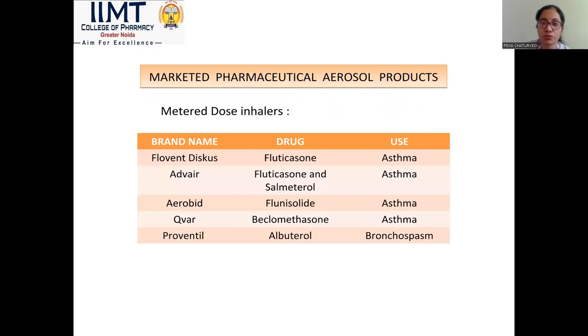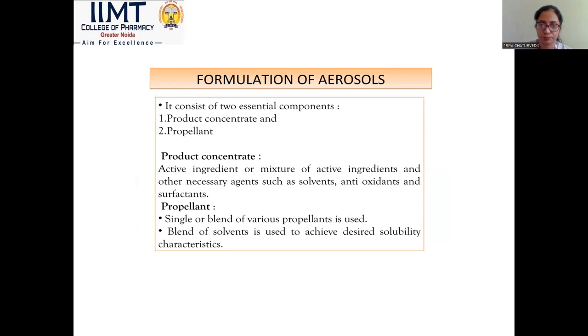Now coming to pharmaceutical marketed aerosol products. These are the brand names like Advair, Ariflo, Asthalin, Combivent. It is used for asthma. These are all examples of pharmaceutical marketed aerosol products.